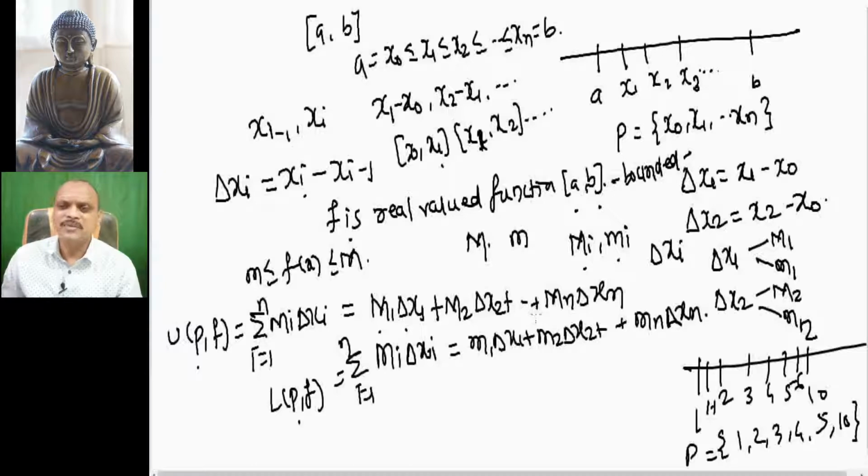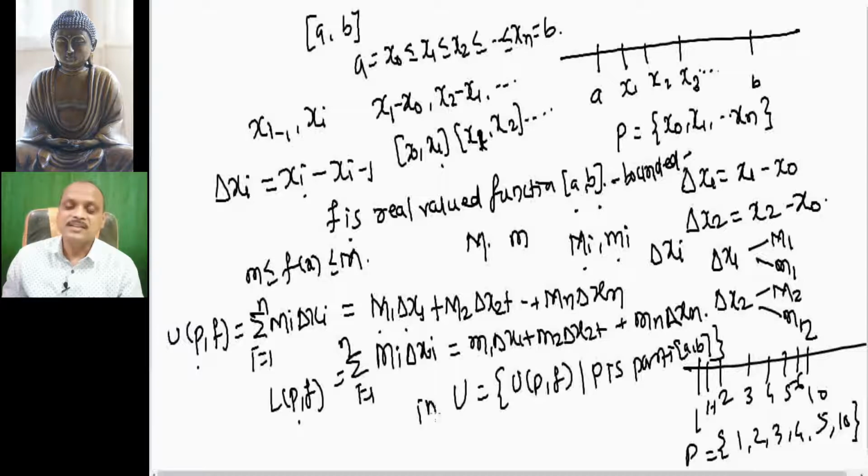We can take an infinite number of partitions. Likewise, if we take partitions P2, P3, P4, we have one upper sum and one lower sum for each, and we get a set of upper sums and lower sums. Denote that set of upper sums by U. And what is U? U is the set of upper sums over the partition P, where P is a partition of the closed interval [a, b].